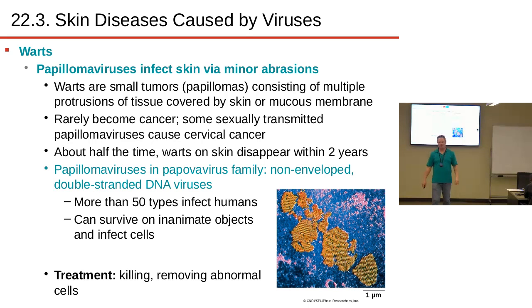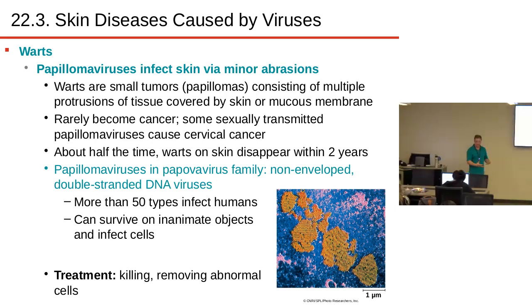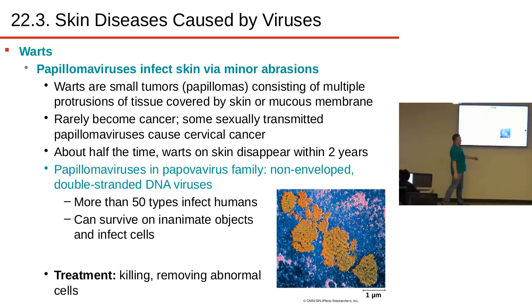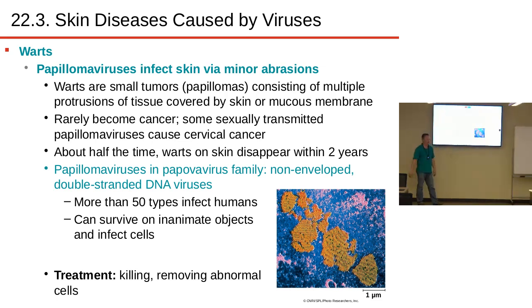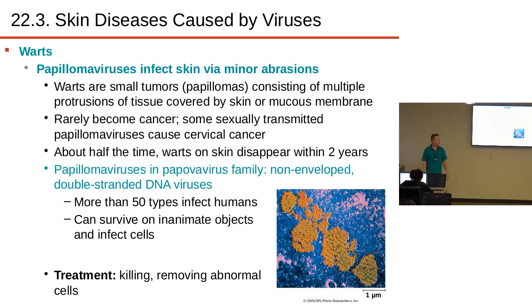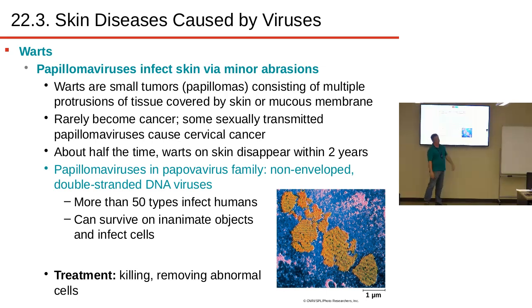You end up shaving, you get small little cuts, maybe nothing that even bleeds, anything that you even recognize you have, but they're there at a microscopic level. Viruses, remember, are incredibly small compared to bacteria, so even the smallest little opening can allow it to get in. So they're small tumors, papillomas, where this name comes from. Small tumors consisting of multiple protrusions of tissue covered by the skin or mucous membrane.